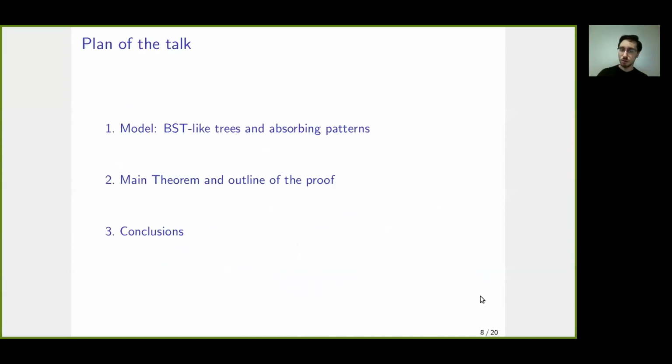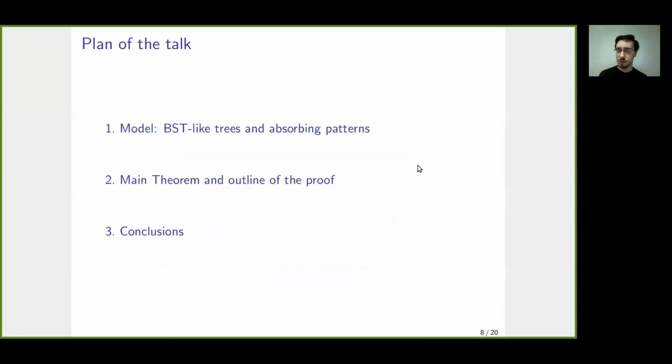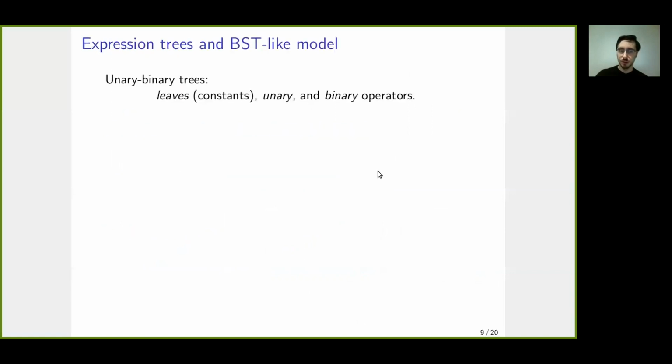So in this talk, I'm going to first review the model, then give you the main theorem and some ideas of the proof, and then finish with some conclusions. So here we just consider unary-binary trees. So we have just leaves and binary and unary operators.